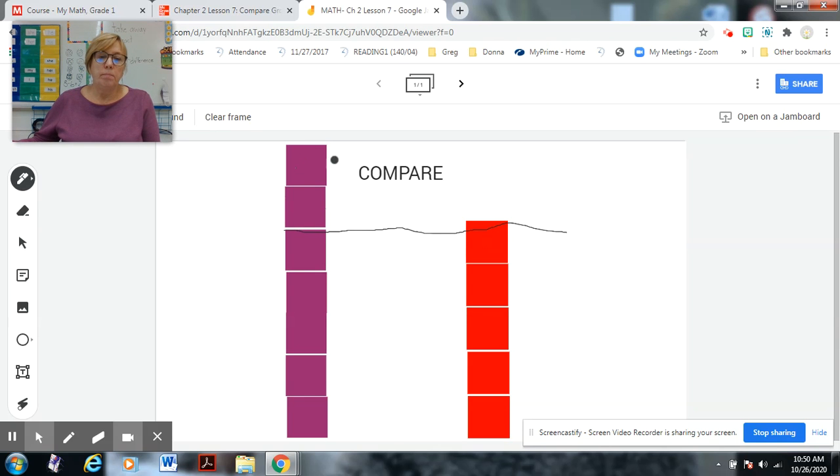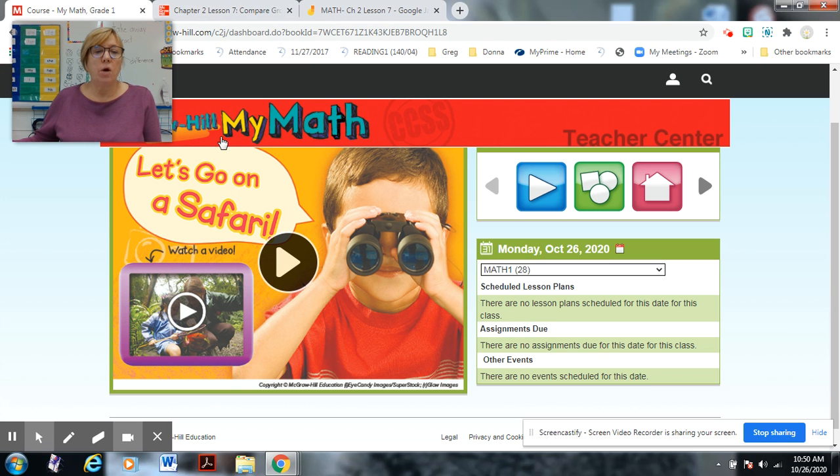So purple has how many more than red? Count and say it out loud. That's right, 2 more. 2 more than red. All right. How many fewer cubes of red are there than purple? How many less does red have? 2 fewer. Right.